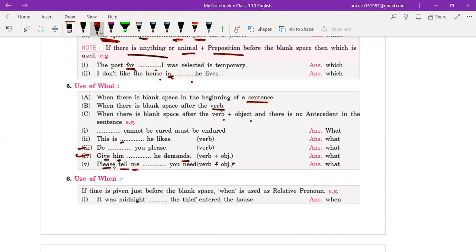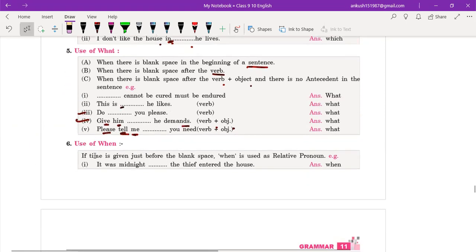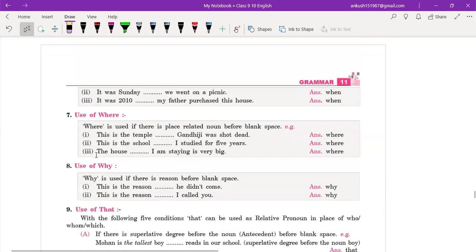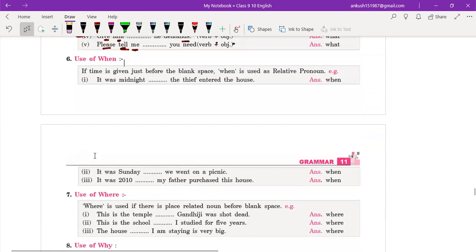Please tell me, verb plus object, what you need. Understood? Again, the same structure or pattern is being used. Use of when. When generally tells you the adverb of time. Okay, it is an adverb of time.